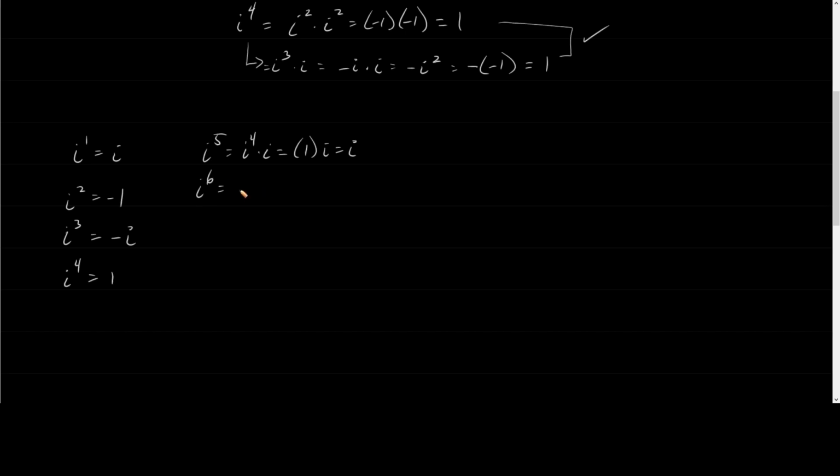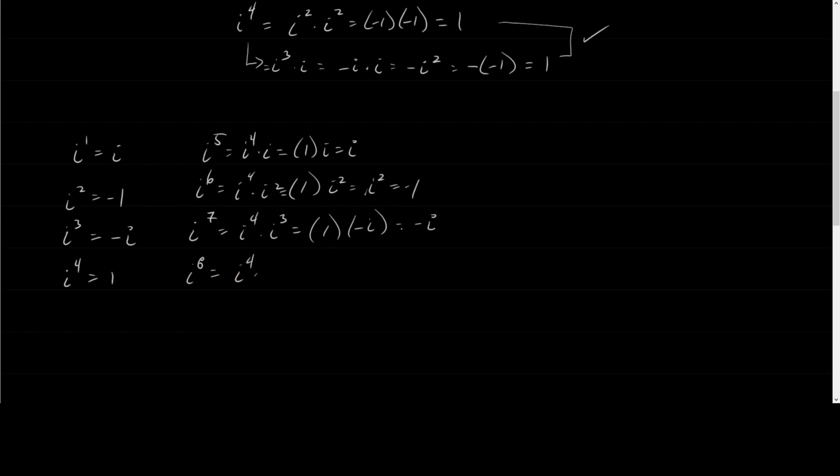i to the sixth is i to the fourth times i squared. i to the fourth was just 1, so we have 1 times i squared, which is just i squared. Right? But i squared was -1. i to the seventh, we have i to the fourth times i cubed. i to the fourth was 1. i cubed was -i, so we have 1 times -i, which is just -i. And i to the eighth would be i to the fourth times i to the fourth, which would then be 1 times 1, which ends up being just 1.